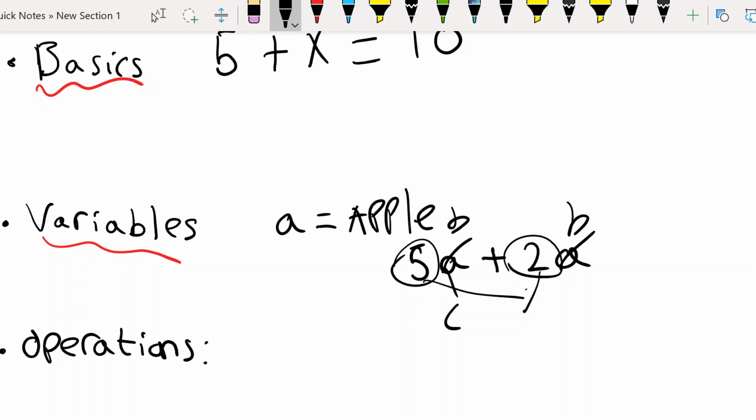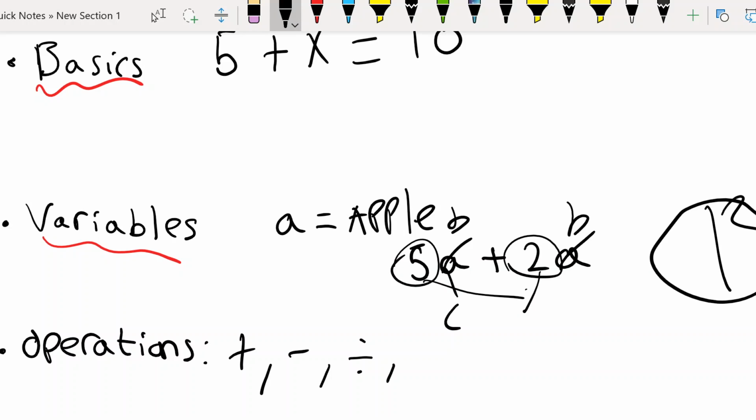So we have operations in algebra, which are exactly like adding up numbers. You have your addition, you add your apples. You have subtraction, you take away your apples. You divide things. So if I want to split pizzas up between 5 people, I have 5 pizzas divided by 5 people. Instead of pizzas, I could say let P equal pizza, let my variable equal pizza. Then I'd have 5 pizzas divided by 5 people.